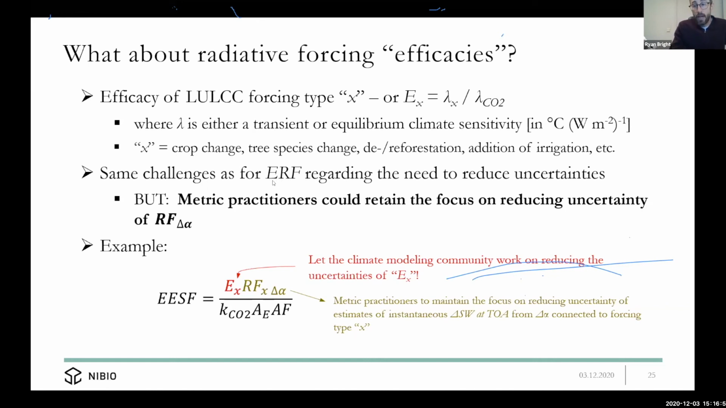And essentially, it's the same challenges as with the effective radiative forcings, given that it requires a model and that it adds notable uncertainty. However, I think this is probably the more promising future for albedo metrics, because at least it lets the metric practitioner retain the focus on reducing the uncertainty of the surface albedo estimates, the time dependency of the albedo estimates, and even just the instantaneous radiative forcing shown here in the top right-hand term in the numerator. The burden then would fall on the climate modeling community to quantify these efficacies for a wide range of forcing types and also work on reducing their uncertainties.